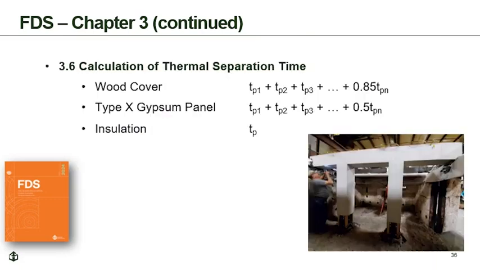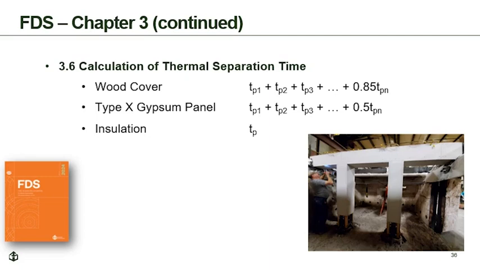Section 3.6 of the FDS includes new provisions for calculating the thermal separation time provided by an assembly of wood layers, and also provided by Type X gypsum panel products, insulation, or some combination of these types of thermal separation protection. Note that the concept of thermal separation is a different one from that of the concept of protection time, which I mentioned a couple slides back.